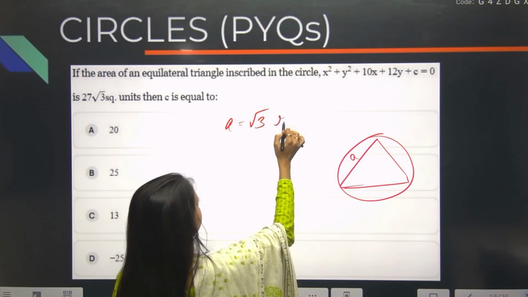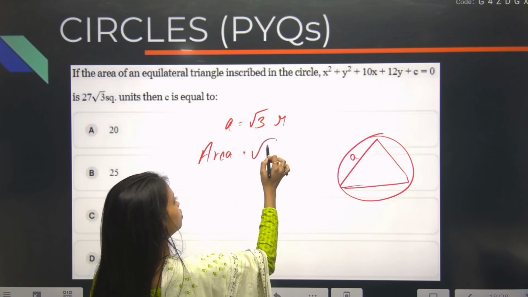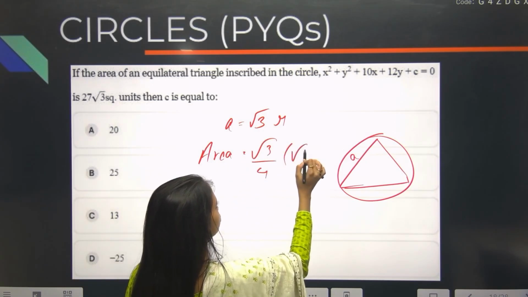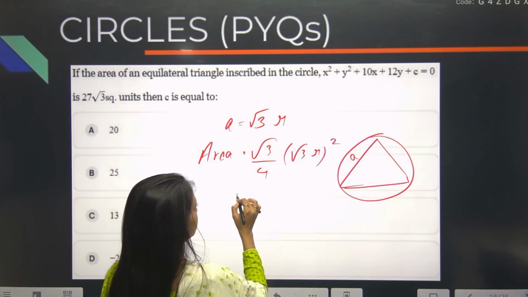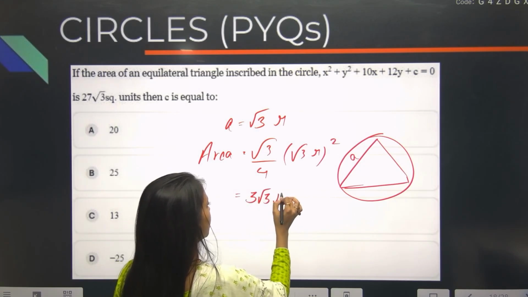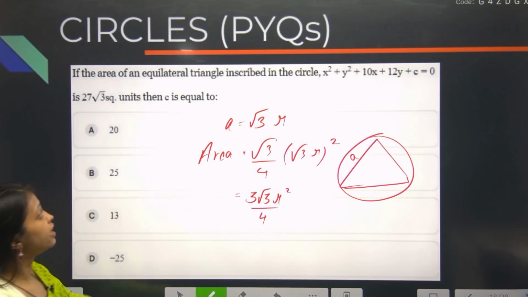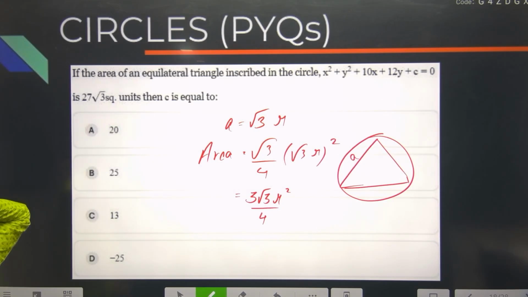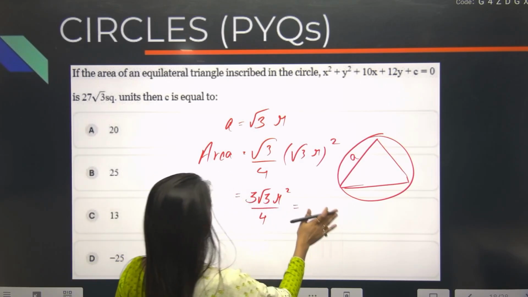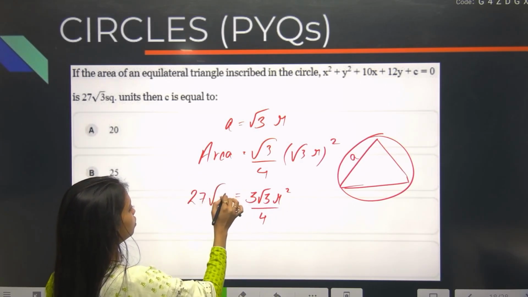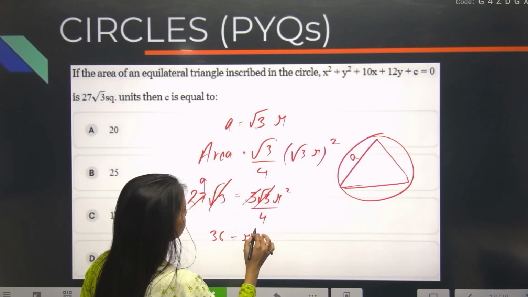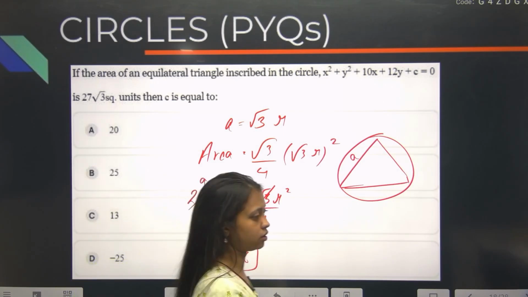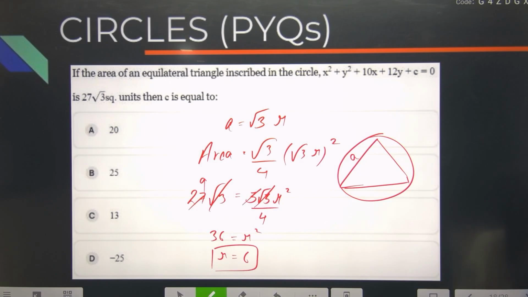Under root is only on 3, right? And area, you know, is root 3 by 4 a square. That means root 3 r square, that means it is 3 root 3 r square by 4. But area is already given. Yes or no? Exactly. Area is 27 root 3. So R is 6. Radius is 6. So you can have the value of C from here.